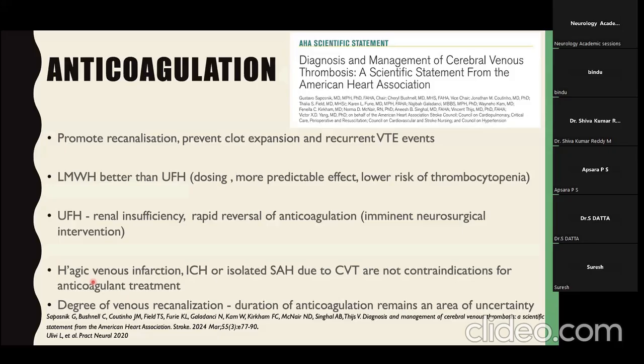If you want to closely monitor the level of anticoagulation, in case of massive venous infarct with hemorrhage already there, the better option will be unfractionated heparin, because we can titrate and monitor the level of anticoagulation. And if you want to bring it down or modify, we can do that. But with the longer term, once you have given low molecular weight heparin, you cannot monitor its effect.